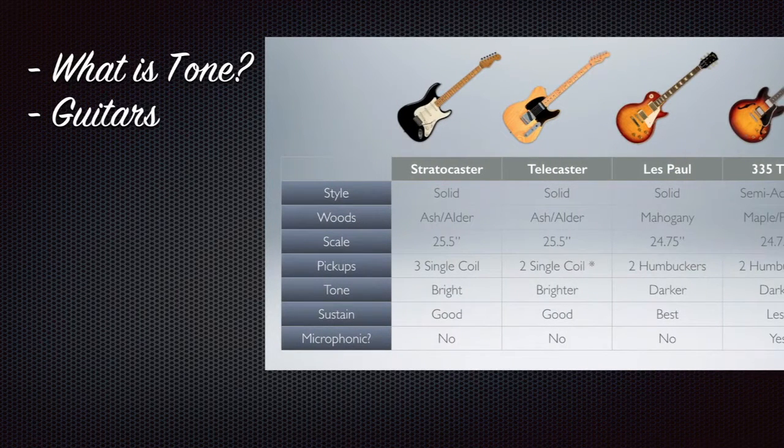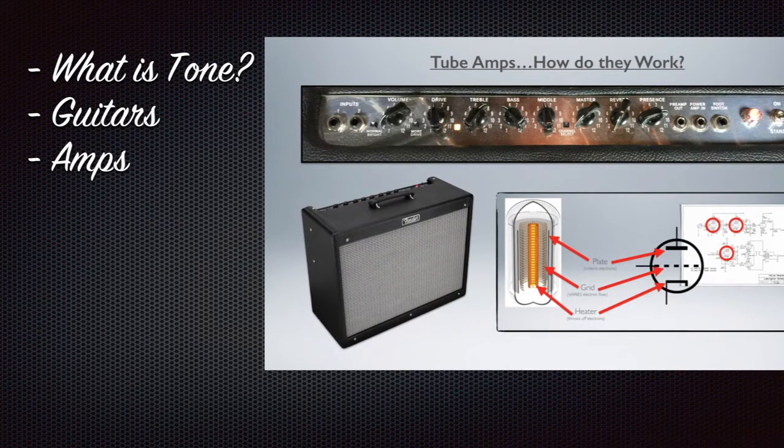Guitars, right? What kinds are there? What kinds of pickups are there? Things like active and passive circuits. And then we'll move on to amps and then discuss how amps work, either solid state or tube amps, or valve amps, they call them elsewhere in the world.